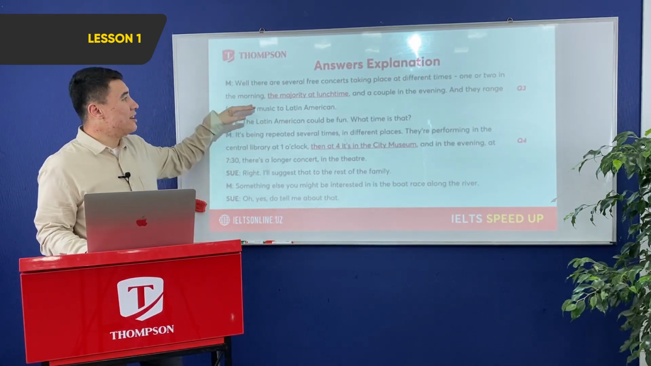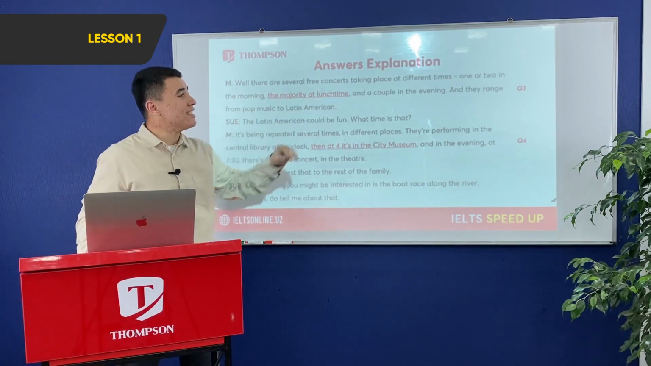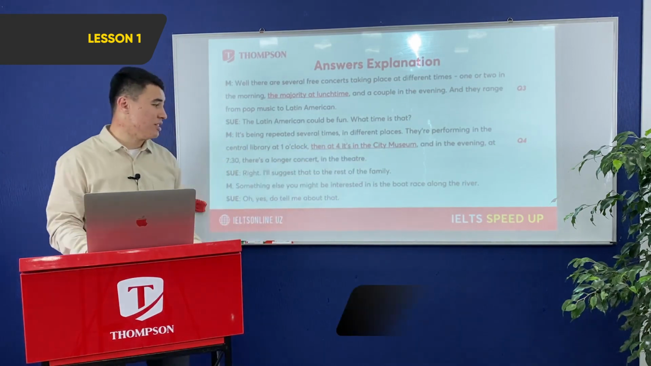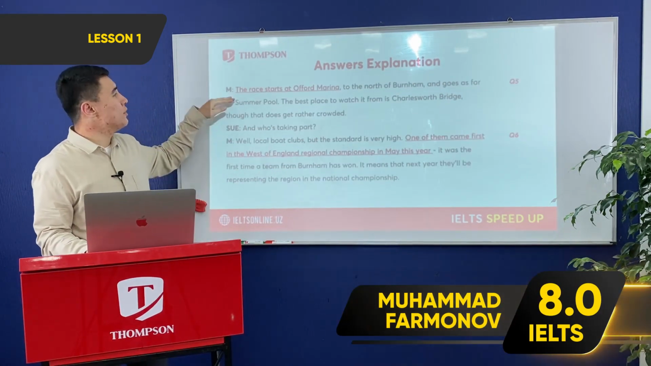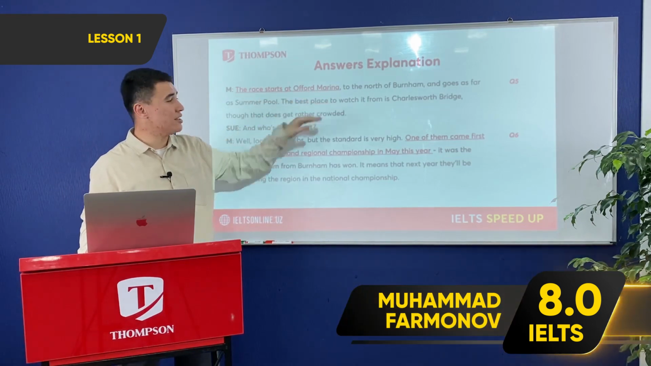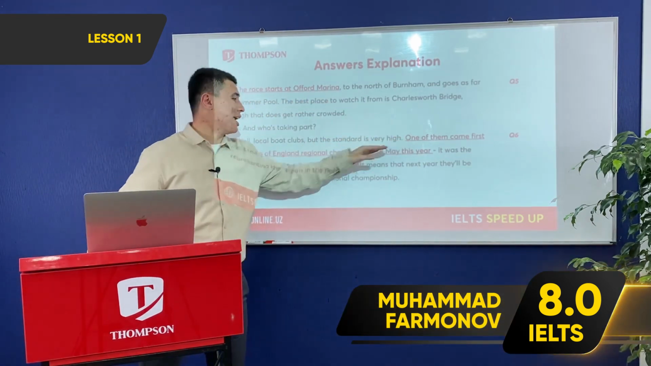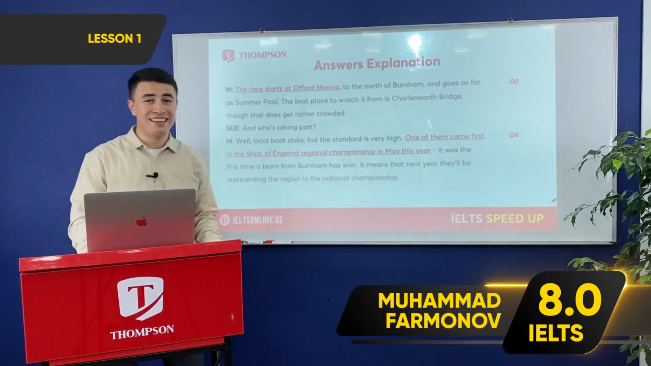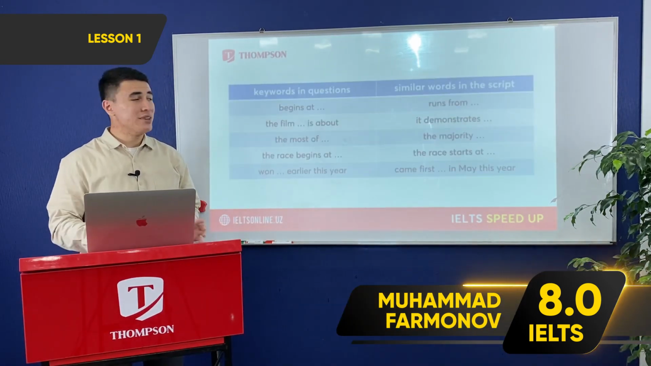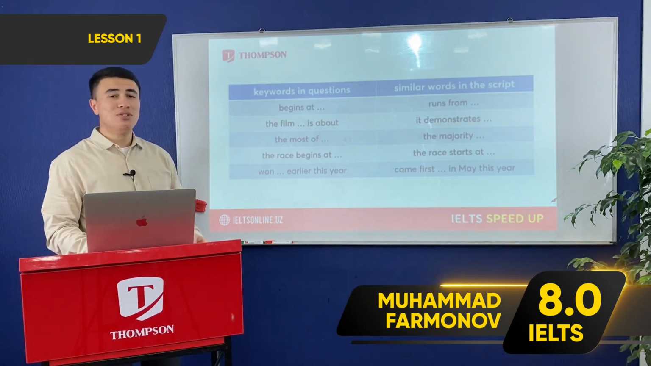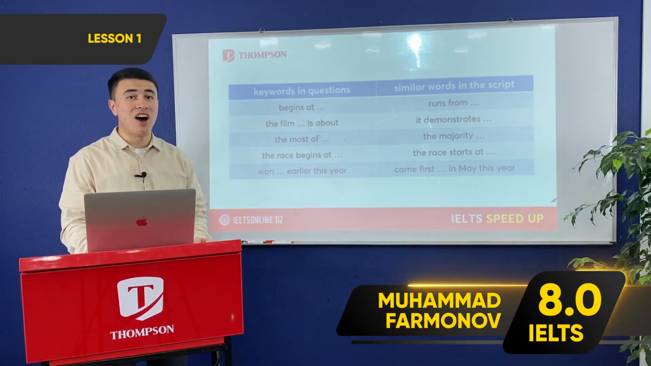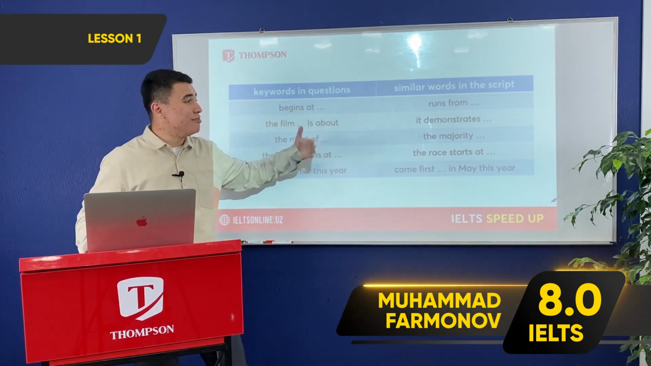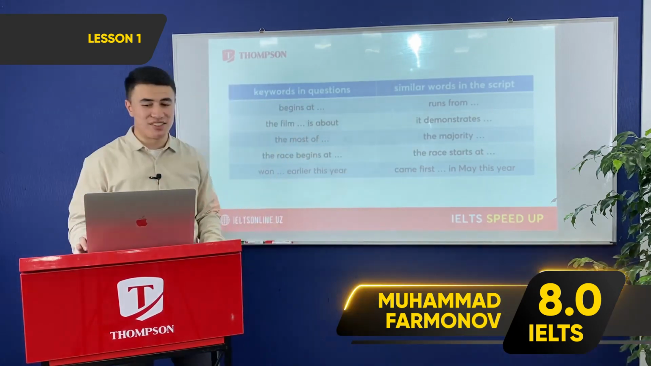So, next one is the majority at lunchtime. Here we have then at 4, it's in the City Museum. So the race starts at Offord Marina. One of them came first in the West of England Regional Championship in May this year. So this is a table that you will have to make at home. So as you can see, the film has been paraphrased as it demonstrates.